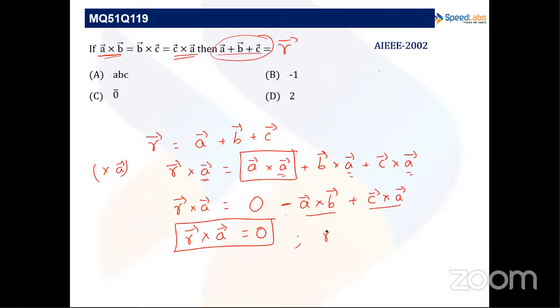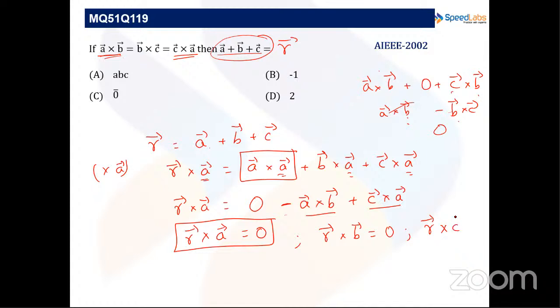Similarly, you will see when you do the cross product with B. So R cross B will be A cross B, and B cross B will be 0, and C cross B. We can write C cross B as minus of B cross C, and since A cross B equals B cross C, we write B cross C minus B cross C, so these two will cancel out and it will be 0. Similarly we can see that R cross C will also equal 0.